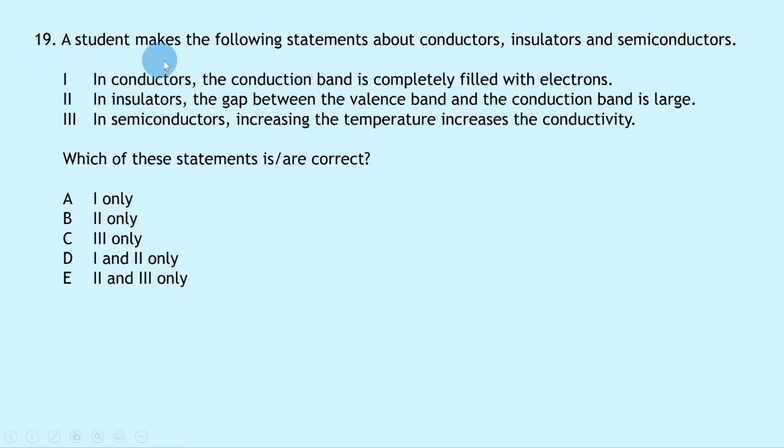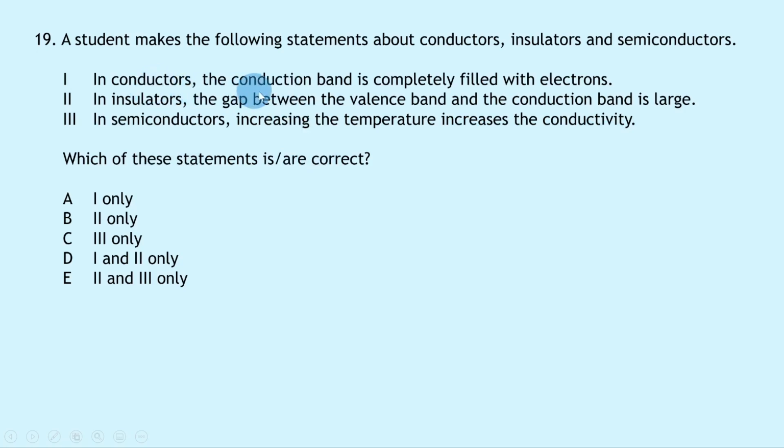Question 19 says a student makes the following statements about conductors, insulators and semiconductors. Statement 1 says in conductors, the conduction band is completely filled with electrons. Statement 2, in insulators, the gap between the valence band and the conduction band is large. And lastly, statement 3, in semiconductors, increasing the temperature increases the conductivity. Which of these statements is or are correct? Well, let's look at each statement in turn and decide which ones are true or false.